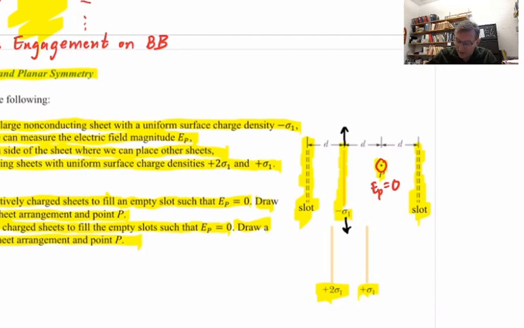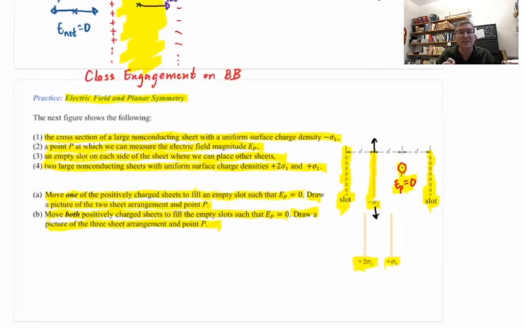Which sheet goes in the left slot? Which sheet goes in the right slot? Remember, the negative sheet is already where it is. But your goal, again, is to have a total electric field at point P equal to 0. Okay? That's your class engagement for this video lecture.